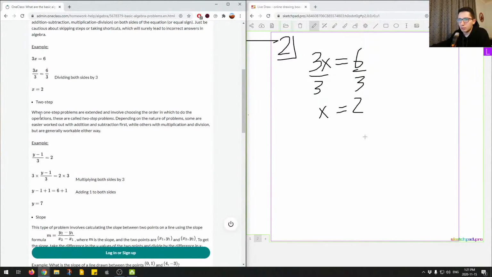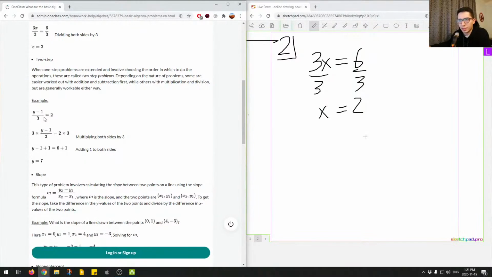So two-step, we get a little more complicated over here. If we had the following example, what they're saying is it's two-step because to isolate for the variable, which is y in this scenario, we need to do two operations. We can see the first operation is multiply and the second is addition. So we'll go through this.